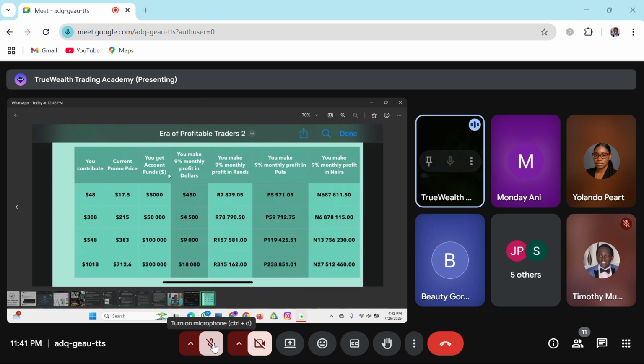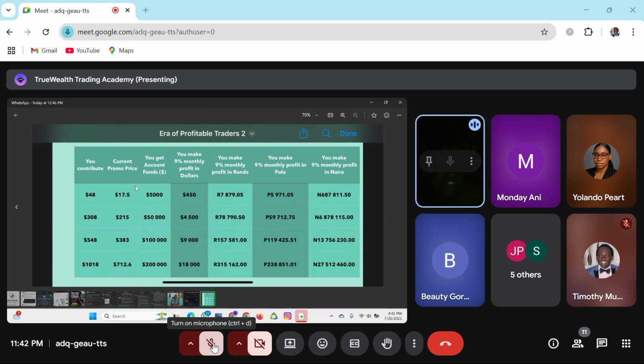So our goal is to get a prop firm account of what? $5,000. Let's start from there. As we are learning, my job is to help you post the signals. Normally, these prop firms cost for $5,000 is $48. But there's a current promo price, which is $17.50. So you can take advantage of it. If you have $17, you can take advantage of it.